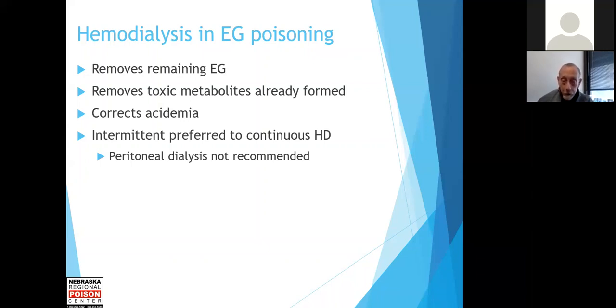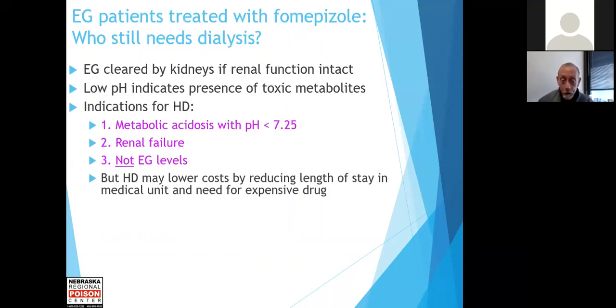It's not a completely definitive therapy because it's just going to block the metabolism. It's not going to do anything about the toxic metabolite that you've already made or the acidemia. So dialysis can clear the toxic metabolites. It can correct the acidemia, and it can help you compensate for the renal failure, the oliguric renal failure that's developed in a late presenting ethylene glycol patient. So that patient might potentially need dialysis for some time, and typically intermittent dialysis is preferred to continuous renal replacement therapy, which is just not going to be as efficient. They might need that if they were hemodynamically unstable or something. And peritoneal dialysis is not recommended.